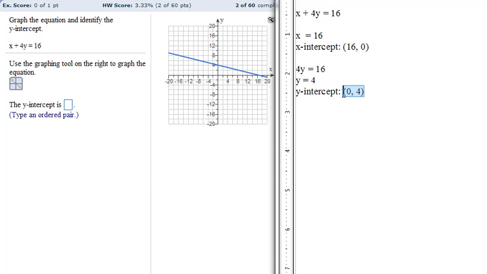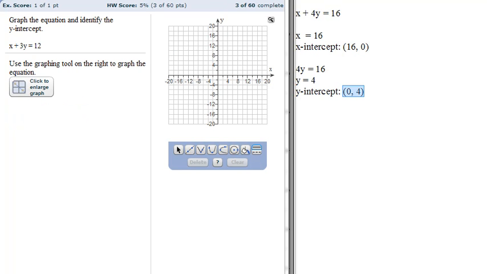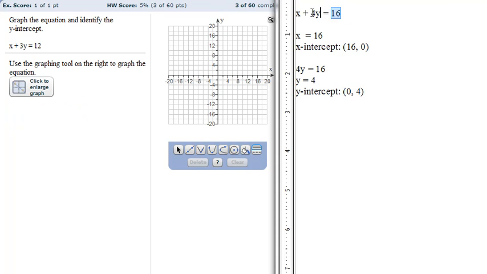And then I asked what the y-intercept is. Well, I already found the y-intercept when I was finding the x and y-intercepts in order to graph. So the y-intercept is going to be 0, 4. Make sure you include your parentheses there, otherwise it will count it incorrect. That's all. Let's do a couple more just to get the hang of it.